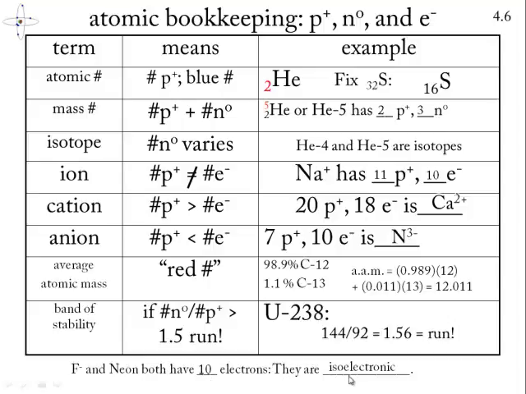They are isoelectronic. Just to give you a hint into some later chemical reactions, fluorine loves to gain an electron to become like neon. Sodium loves to lose an electron to become like neon. Calcium loves to lose 2 electrons to become similar to the nearest noble gas, which is argon. And nitrogen, if it gains 3 electrons, becomes isoelectronic with neon as well. It's an extremely powerful predictor of chemical behavior. This is Screencast 4.6.